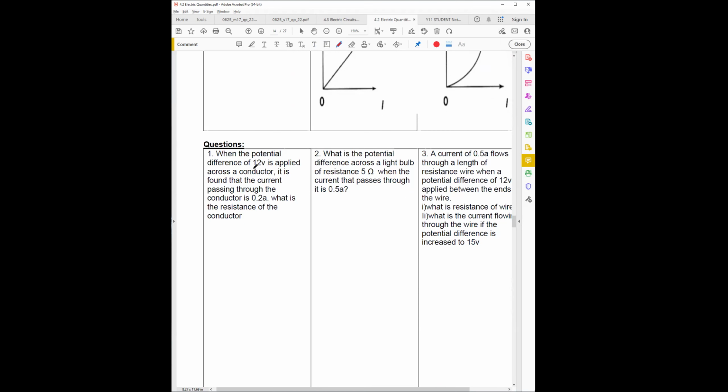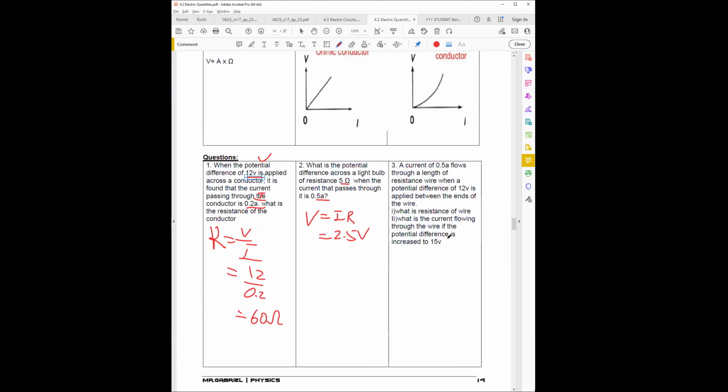Okay, so very straightforward. All these questions are literally just applying the formula. This is voltage and this is current. You're asked to find the resistance, which is V over I. Then it's literally 12 divided by 0.2, and you press that in your calculator, you'll get 60 ohms. Then same thing for this one. You're given the resistance and the current, so V equals IR, which in this case will be 2.5 volts. Very straightforward.